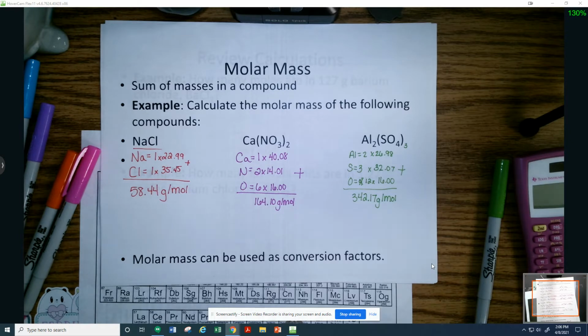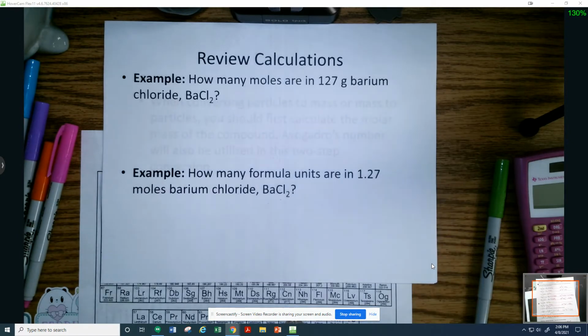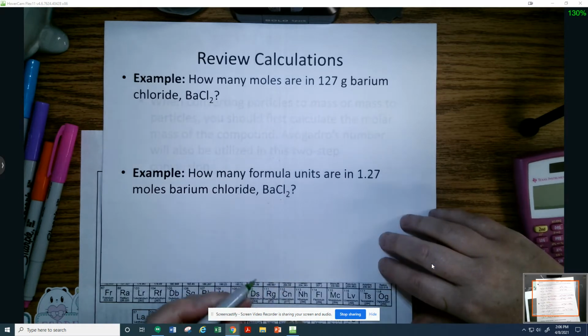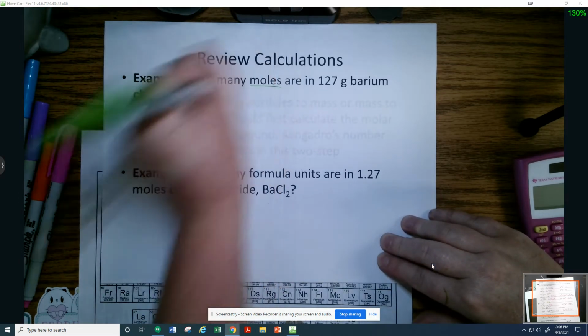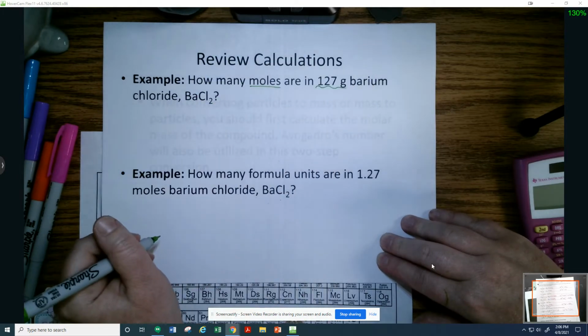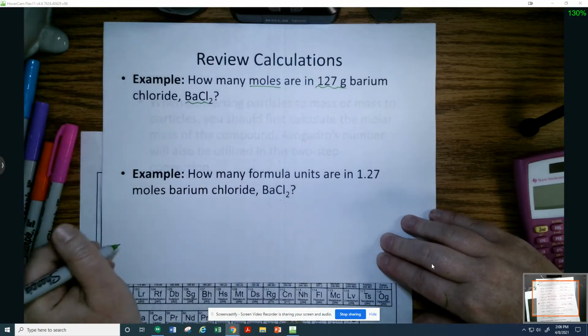So again, we worked with molar mass, doing conversions with it, but they were for things that were just elements. We're going to start looking at how you'd work through that if you're talking about something that's a compound. In the very first example, to review concepts by building them up just a little bit from yesterday, this first question asks, how many moles? So that's what I'm solving for. And my given is 127 grams. It also tells me that I'm working with barium chloride.